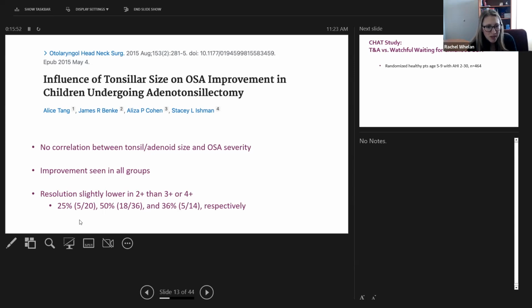These are the numbers for 2, 3, and 4+ tonsils. When you look at strictly cure rates, this was not an overwhelming cure rate regardless of tonsil size, which is interesting. Perhaps this was a little bit less effective in the 2+ tonsils, but 25% resolution rate compared to 36% in the 4+ tonsils. I don't know what to do with that data other than to say perhaps we should have a high index of suspicion, even for children that have 2 and 3+ size tonsils, not just the 4s.